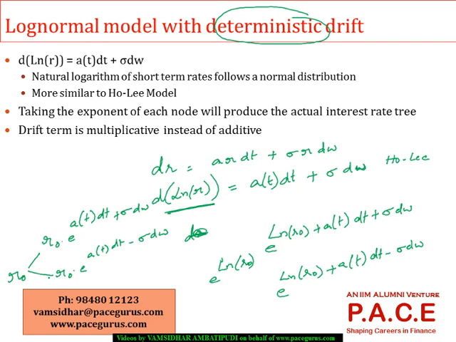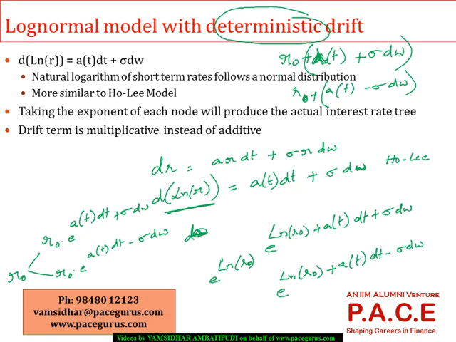Similarly, r naught into something as the down movement, which means what we could see as a key differentiator between the Ho-Lee model and this lognormal model is, in the Ho-Lee model we were talking about r naught plus lambda of t, or a of t, just to bring the similarity, a of t plus sigma dw, and r naught plus a of t minus sigma dw.